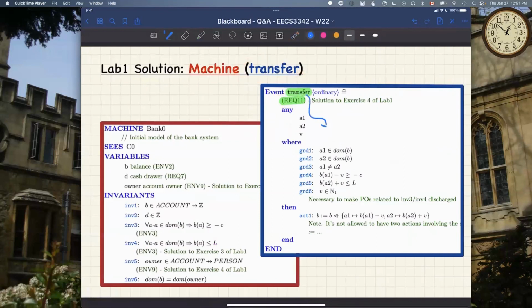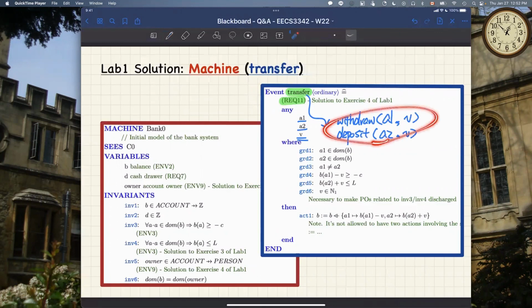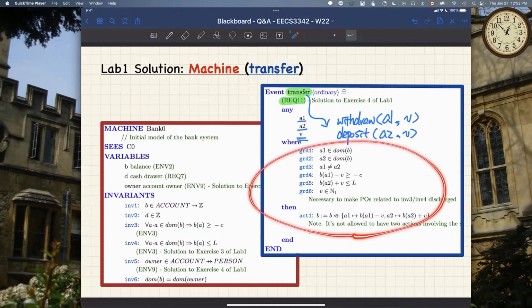Think about the transfer as a combination of, first of all, we want to withdraw from A1 a certain amount, V. And then we're going to deposit into A2 the same amount, V. You can think about these two things as really making up the specification for transfer. That's something we have to do.